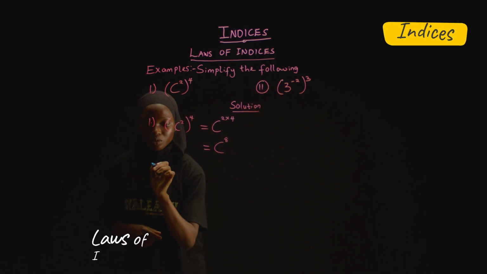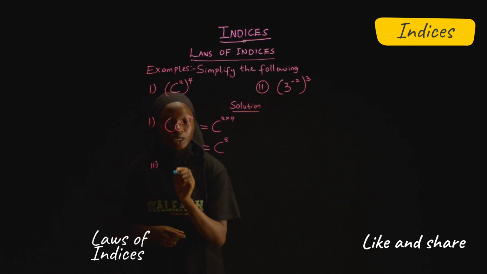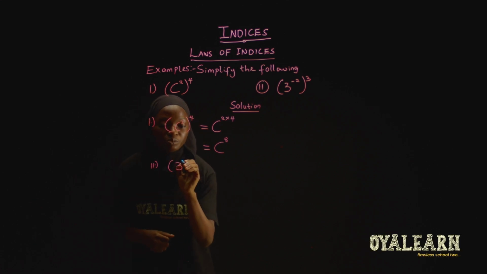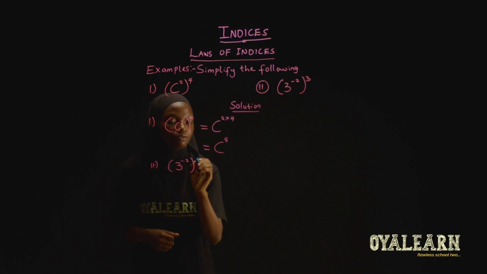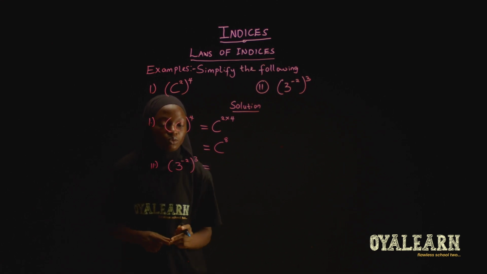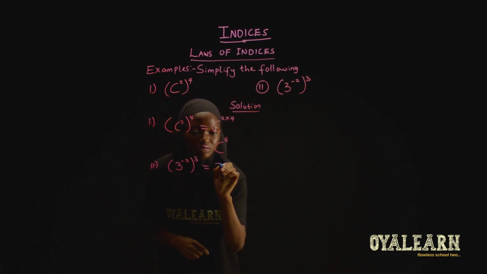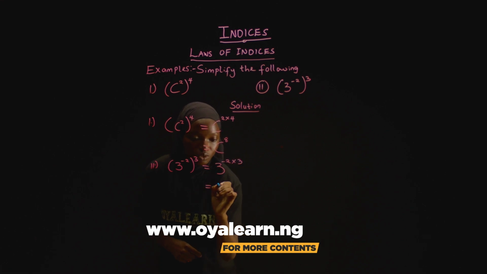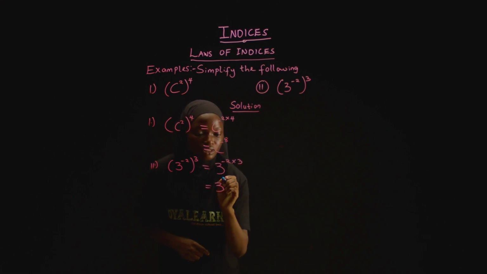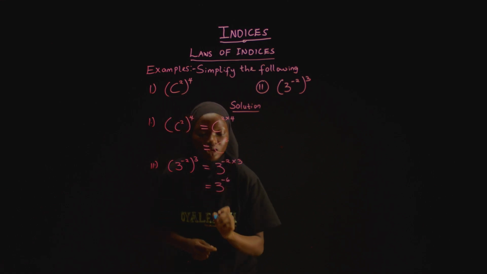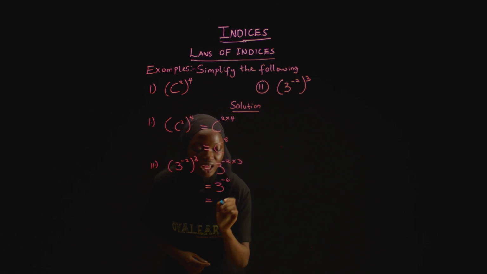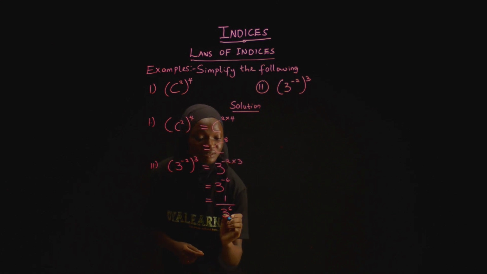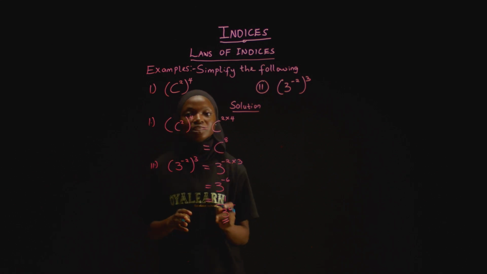The second example, we have 3 raised to power minus 2 all raised to the power of 3. Same thing here, we multiply the powers. This is the same thing as having 3 raised to power minus 2 times 3, and that equals minus 6. Then applying the law on negative powers, this can be simplified further as 1 over 3 raised to power 6. And this gives us the simplified form in index form.